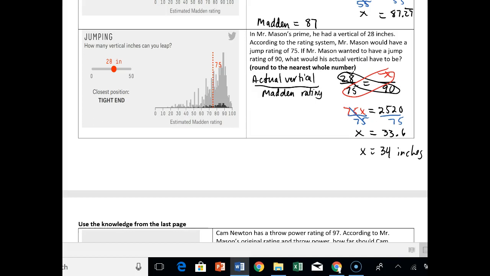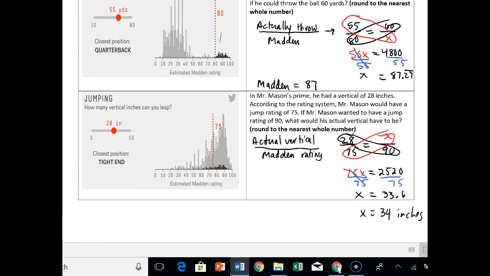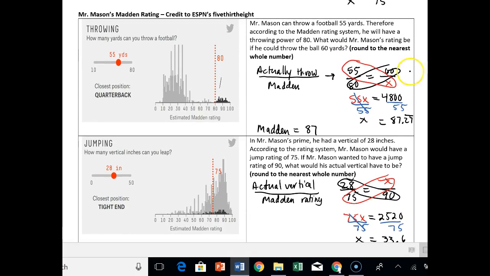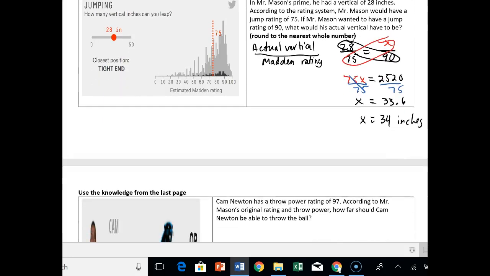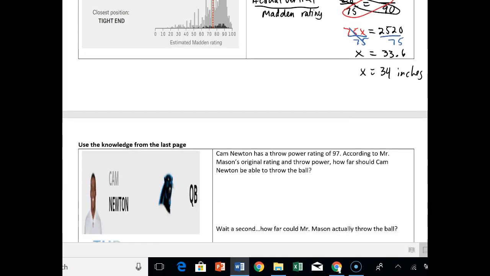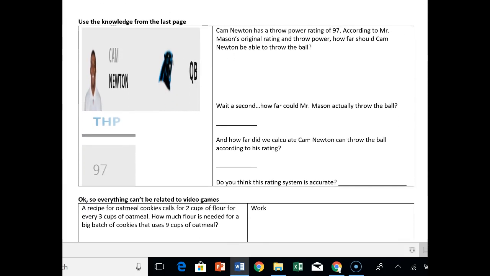So far, my Madden player initially has got a throw power of 80 and a jump rating of 75. So he's a pretty run-of-the-mill guy. And I think those are even probably generous. Now, let's see if this actually holds up. All right, so let's look at Cam Newton. Cam Newton has a throw power rating of 97. So if you look at my original rating and throw power, how far should he be able to throw the ball? So let's think about it.